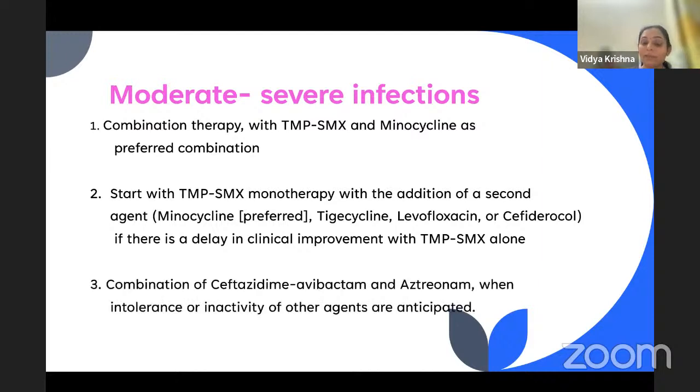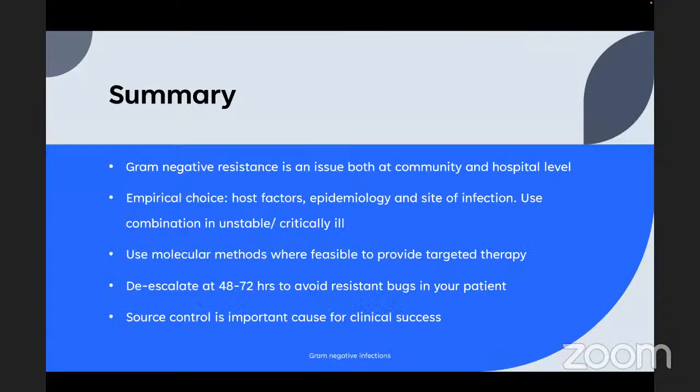Remember that ceftazidime-avibactam plus aztreonam covers Stenotrophomonas. So if you have some other bug which you're treating with ceftazidime-avibactam plus aztreonam, then you might use the same to treat Stenotrophomonas, but don't use it always to treat Stenotrophomonas. It is not the best drug. Cotrim is the best drug, but you can use it as a last resort when other agents are not available.